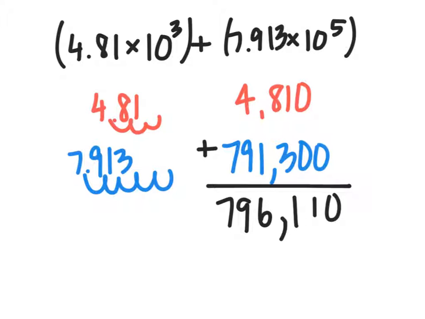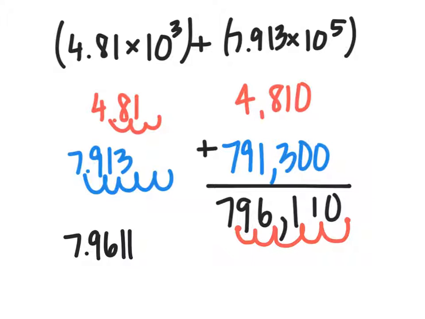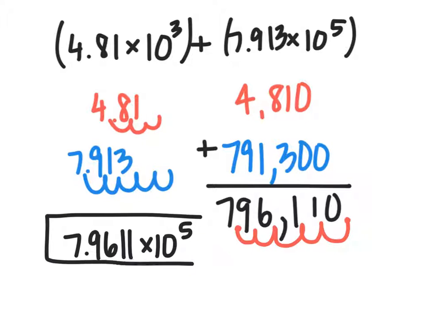We get 796,110. Let's go ahead and rewrite this from standard form to scientific notation. We want the decimal between the 7 and 9. It's currently after the 0 at the end. To move from decimal to decimal, that would be 5 moves. So our final answer in scientific notation for this addition problem will be 7.9611 times 10 to the fifth, for that move of 5 decimal places in representing our large number.